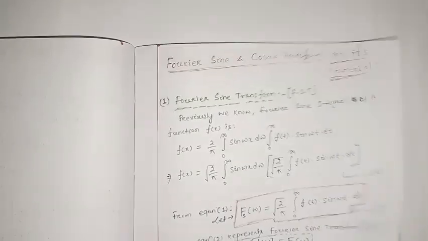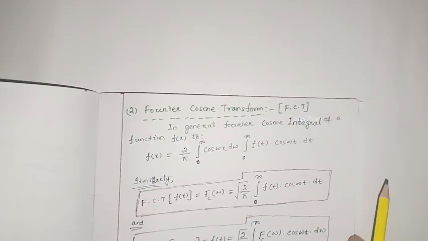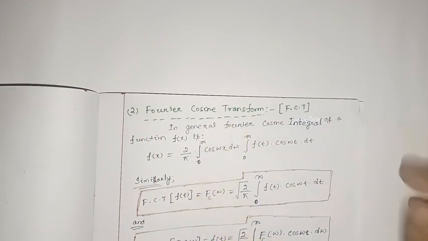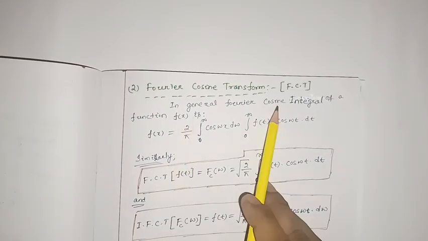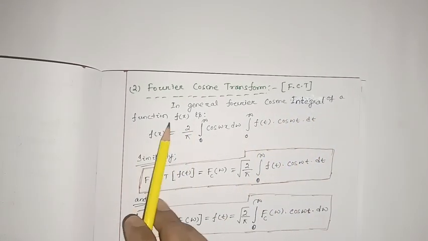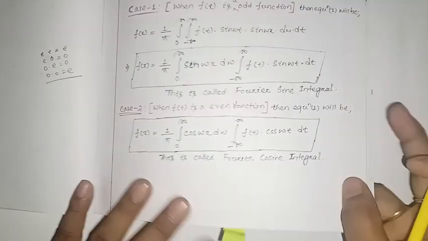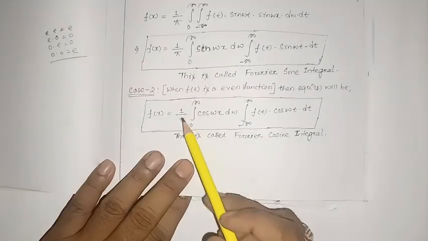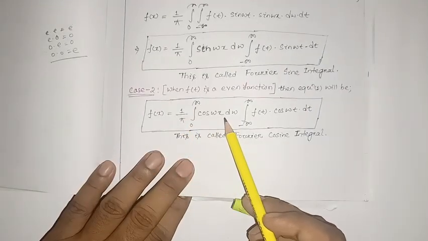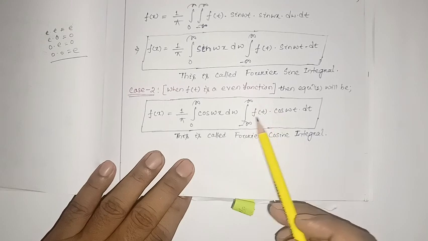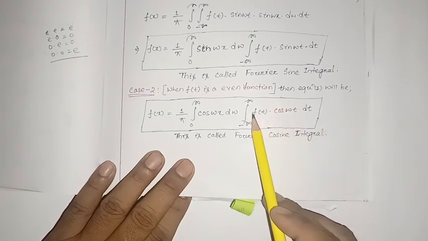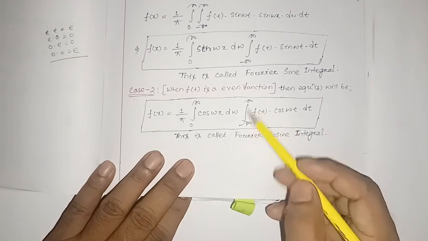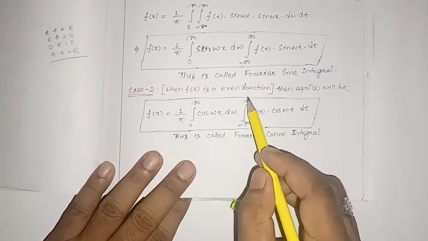Likewise, we can write the Fourier cosine transform and its inverse Fourier cosine transform of the function. In general, the Fourier cosine integral of the function f of x is written as 1 by pi, 0 to infinity, cos omega x d omega, minus infinity to plus infinity. Here f of t is an even function, and cos omega t is also even. So this function is itself even. If it is an even function, instead of minus infinity to plus infinity, we can write 2 into 0 to infinity, right?